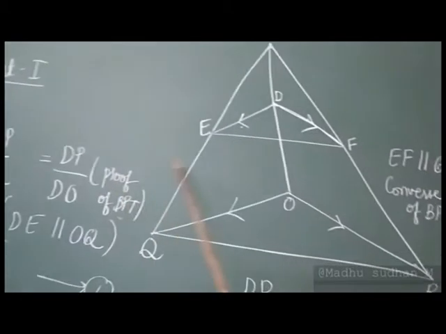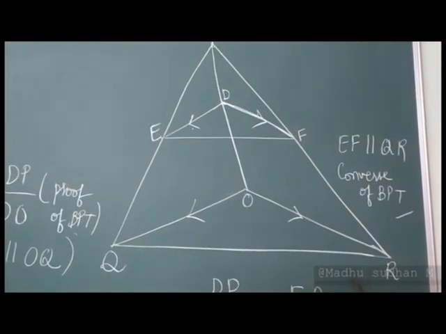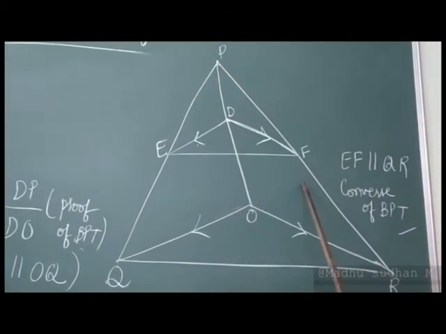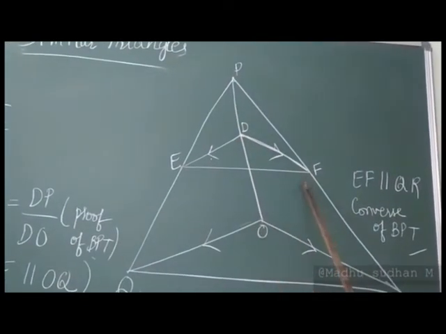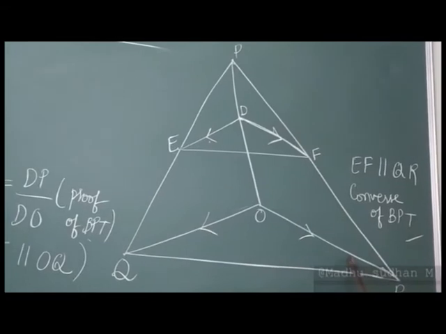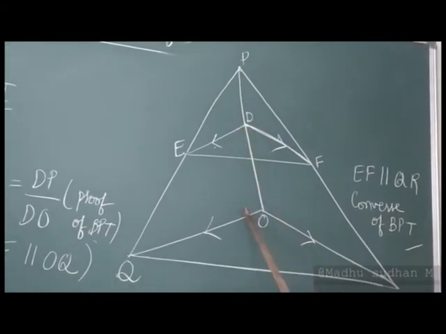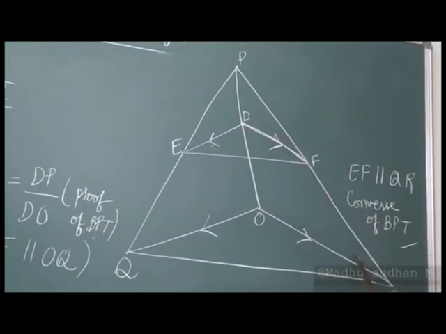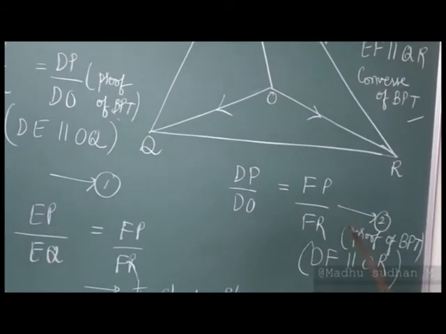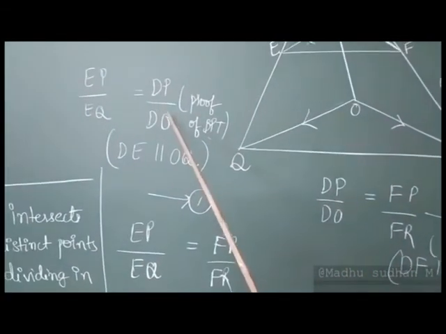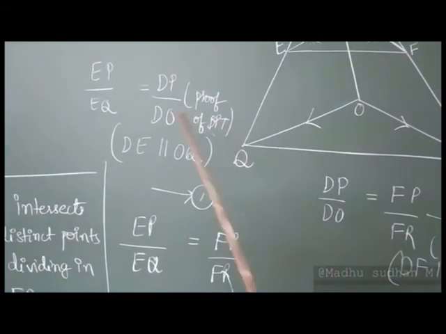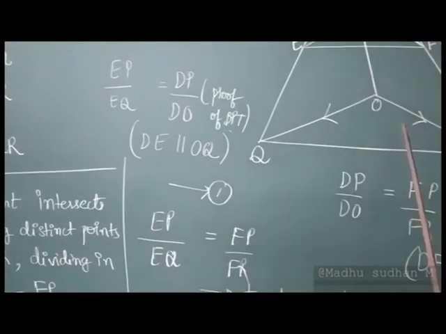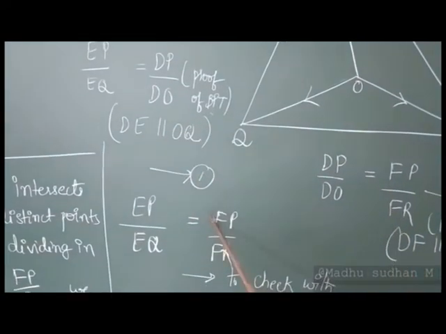Now again, see, you have OR parallel to DF, right? So can I not write DP by DO, which is equal to FP by FR, right? The upper part and the lower part. So that is my equation number 2. In both these equations, you can find DP by DO and DP by DO, right? So correspondingly equate the other part, EP by EQ equals FP by FR. That is what we have done here.